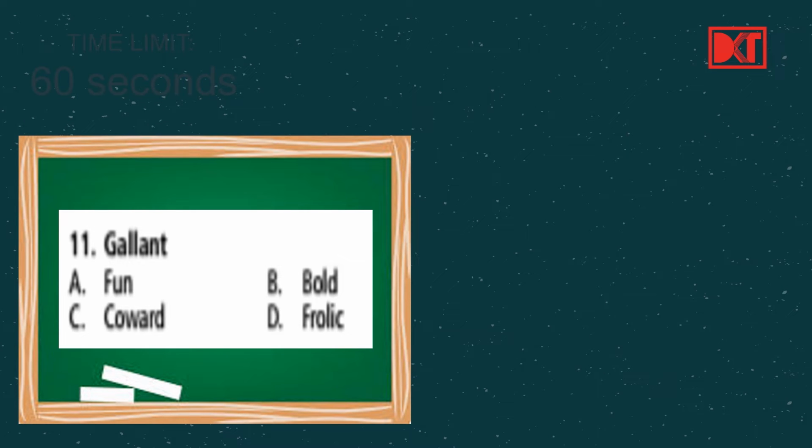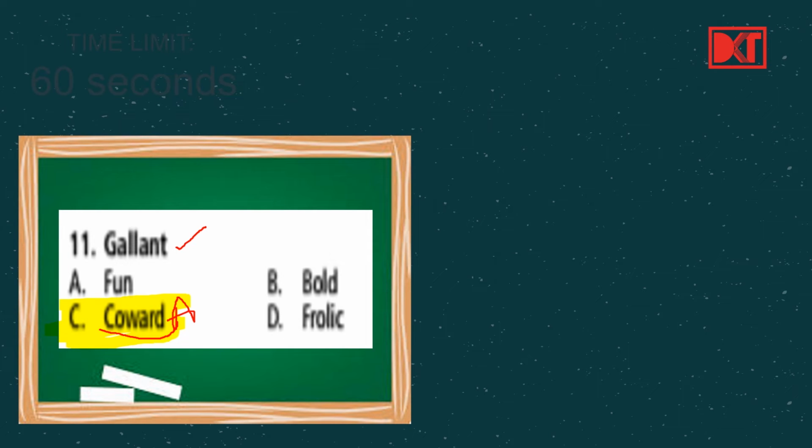Alright, so the next word is gallant, and here the options are A. Fun, B. Bold, C. Coward, D. Frolic. Now here the antonym of gallant is C. Coward. Now gallant usually refers to someone who has been brave, or we can say has shown some sort of heroism. Now coward is someone who has not been able to show courage, got scared. So that is an antonym.